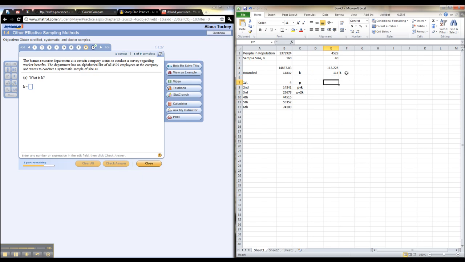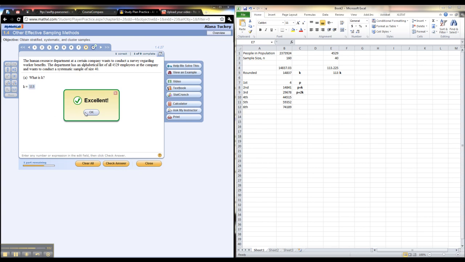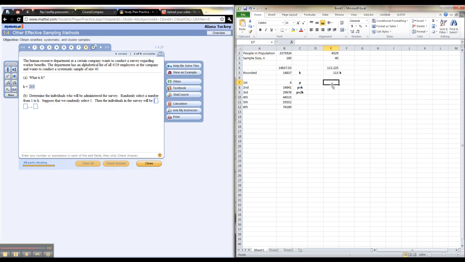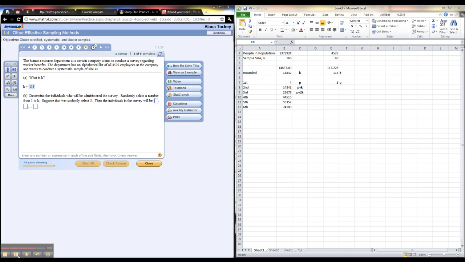Now, do they tell us where we start? No, they don't. So we say, okay, K is 113. Then they say, determine the individuals who will administer the survey. Randomly select a number from 1 to K. Suppose we select 5. They're telling you that the first person is 5. That's your P. Then the individuals in the survey will be 5.